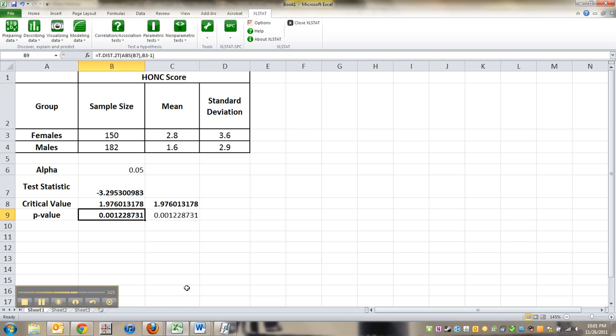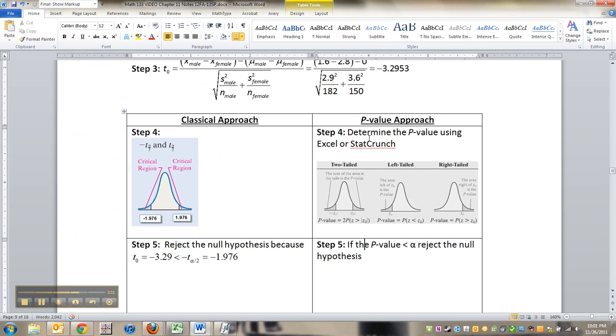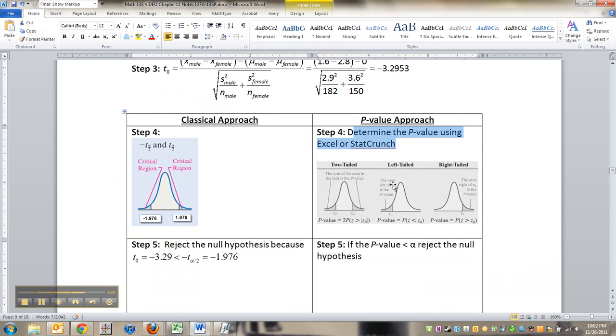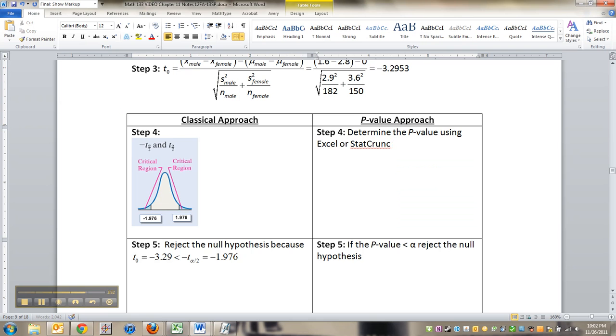All right, so there's our p-value, 0.00122. P equals 0.00122, right? All right, so the whole thing I will copy and paste into the video sheet right here. I'll delete all of this because we don't need any of that.